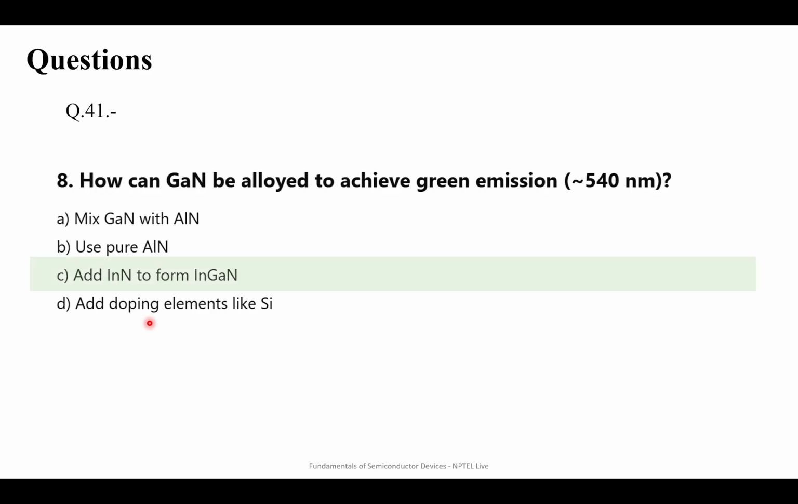So the answer to this would be add indium nitride to form InGaN. So we studied that aluminum nitride has a much higher band gap, around 6 electron volts, and gallium nitride has 3.4 electron volts. So if you mix aluminum nitride with gallium nitride, the band gap will go even higher, but you want the band gap to reduce. And indium nitride has a band gap around 2 electron volts. So if you mix them, you will have the band gap which you need, around 540 nanometers.